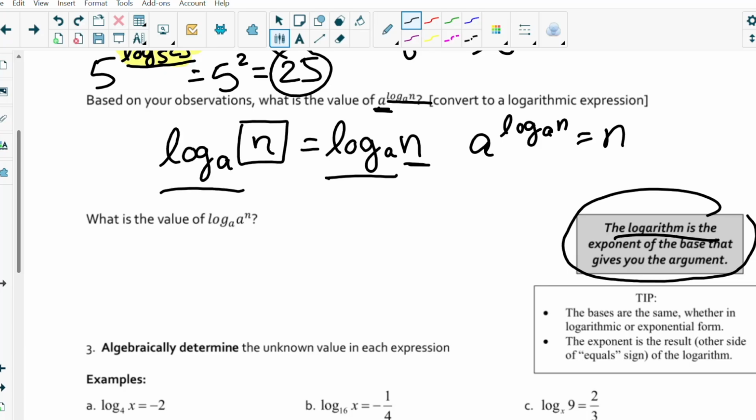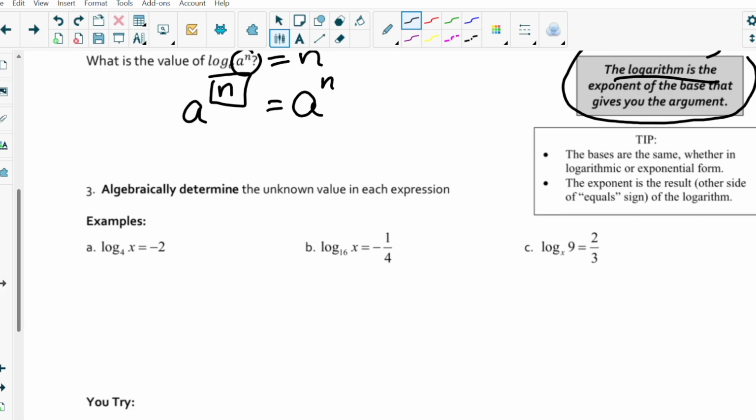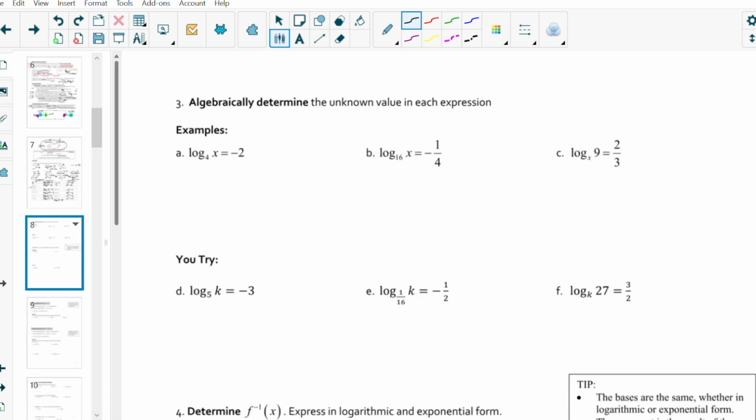Okay, what is the value of log base a of a to the n? Well, the base is the base. Let's convert it. So a to what exponent equals the argument, a to the n? Well, that has to be exponent n, so this equals n. Move on. Next one.